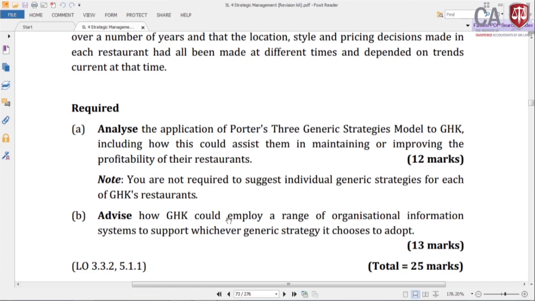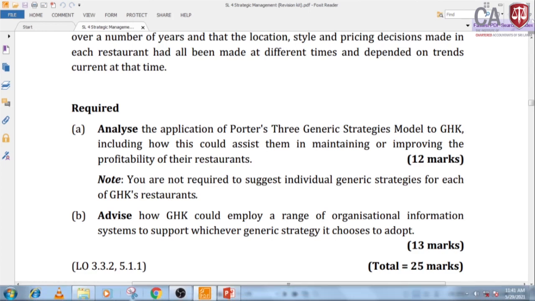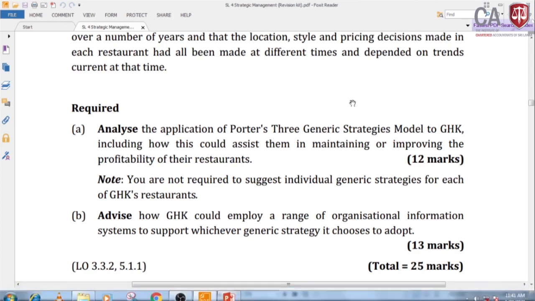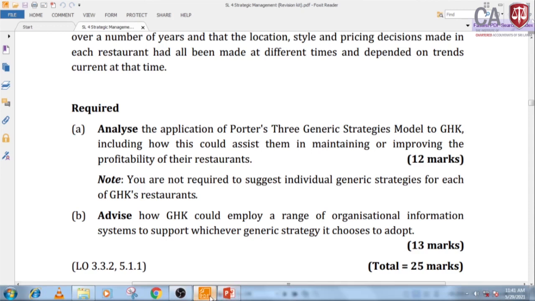First of all, we will look at the 3 generic strategies. Then after that, we look at the questions, facts given.